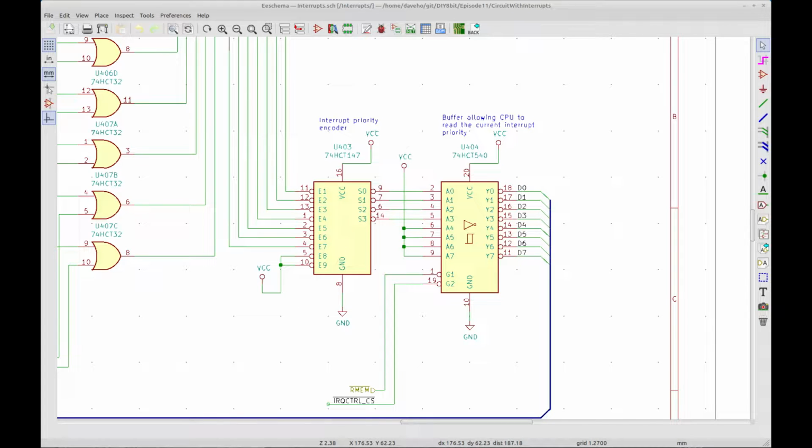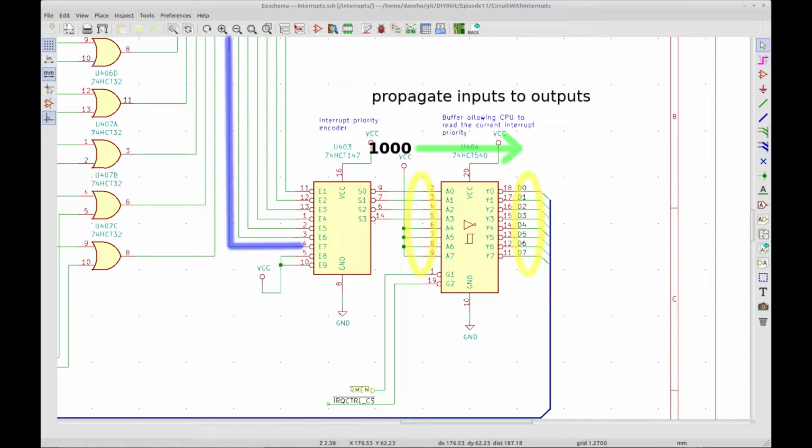Fortunately, both of our problems, the problem of the inverted outputs and the problem of driving the data bus only when requested by the CPU, can be solved with a single device, the 748CT540 octal inverting buffer. Because it is an inverting buffer, when the 748CT540 propagates the values of its inputs to its outputs, it inverts each input. So if the priority encoder is outputting the inverted value 1000 to indicate that the IRQ7 input is being asserted, the 748CT540 will translate this value back to the non-inverted value of 0111.